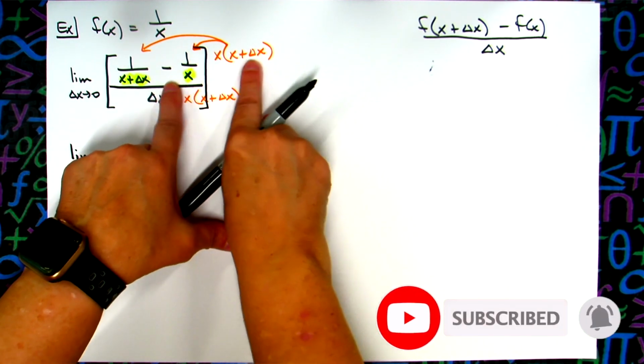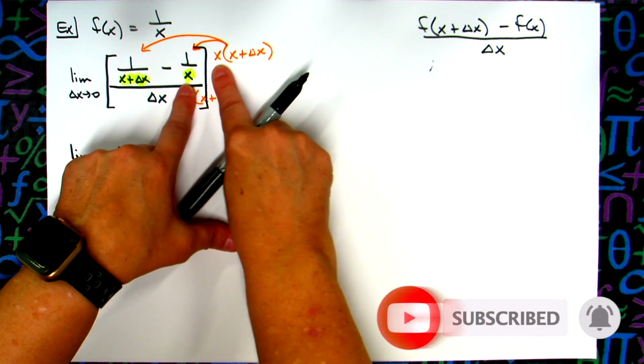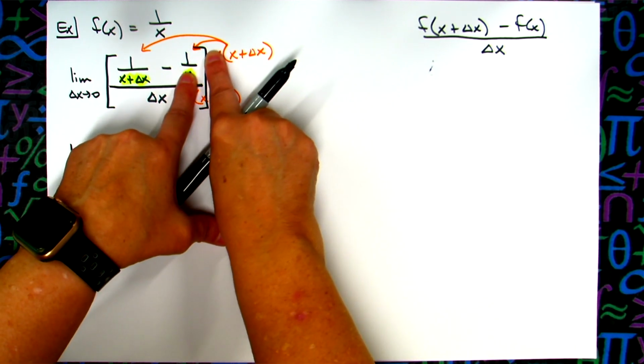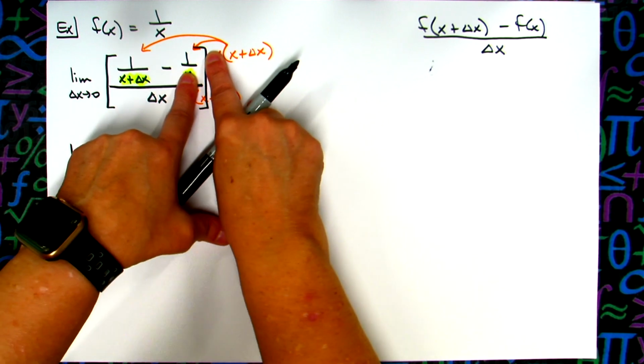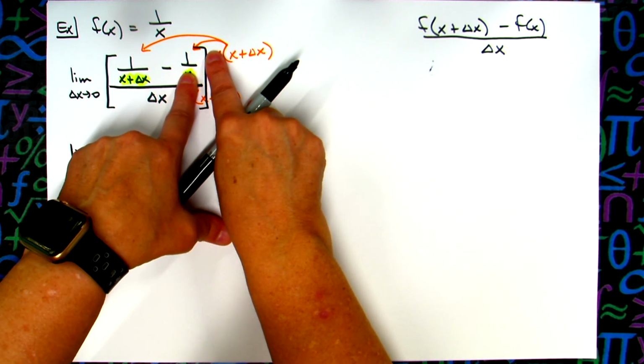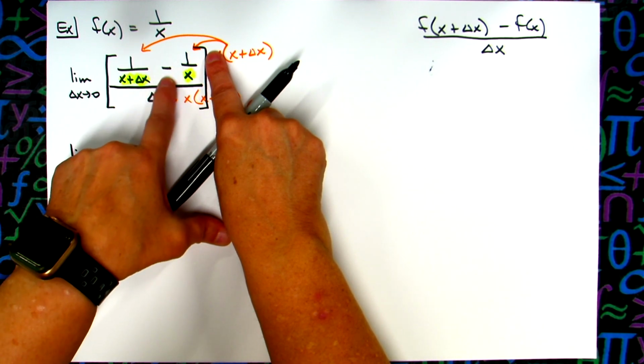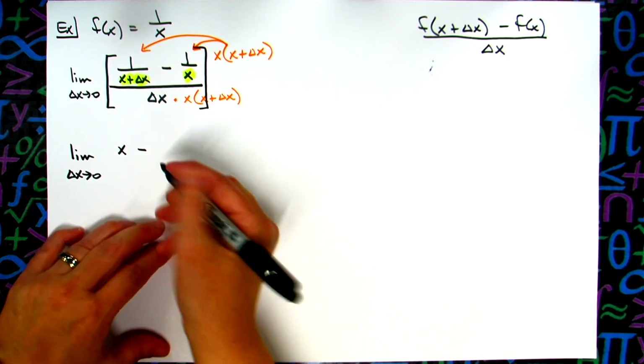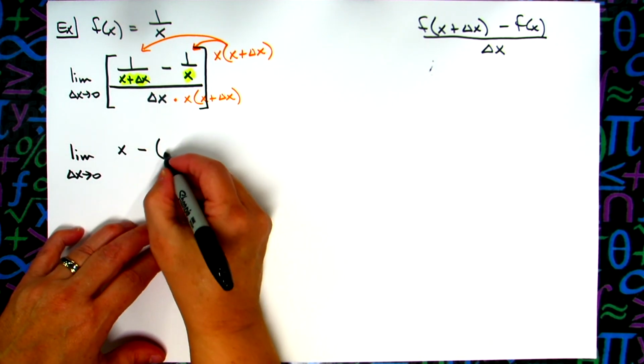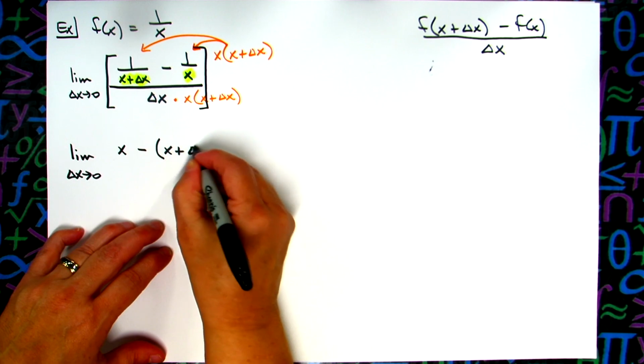Okay, now I'm going to distribute again, this times this, using the finger method. This x and this x go away. So I've got 1 times the binomial x plus delta x. It's going to be very important that I keep the parentheses around that binomial because I'm leading it with a minus sign. So I've got to remember that set of parentheses, x plus delta x.